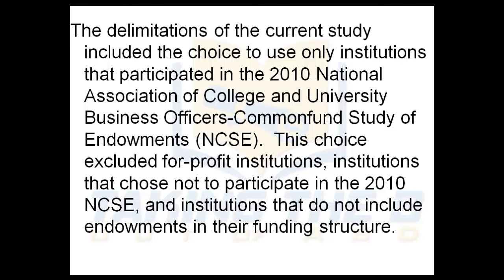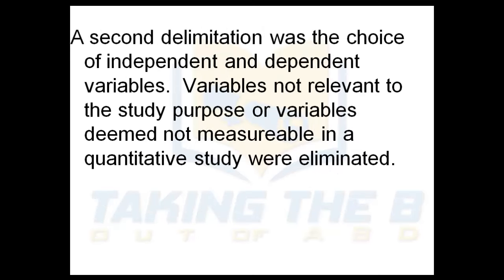So you can see she made choices of who would be in her study and who could not be in there, and she described it. That's what she decided the limitations were for her own work. That's why they're called delimitations. She goes on to say in her work, a second delimitation was the choice of independent and dependent variables. Variables not relevant to the study purpose or variables deemed not measurable in a quantitative study were eliminated. So she's helping you to understand here that not every variable that could have potentially been in her work is, that there's a choice and a rationale for why some are not.